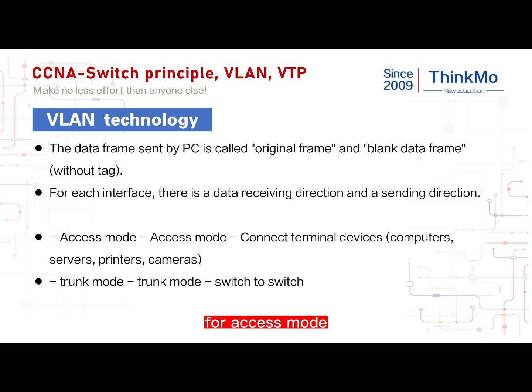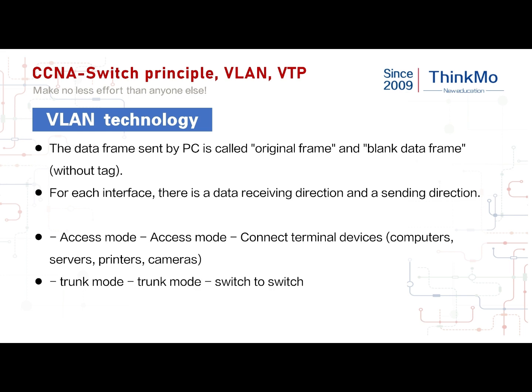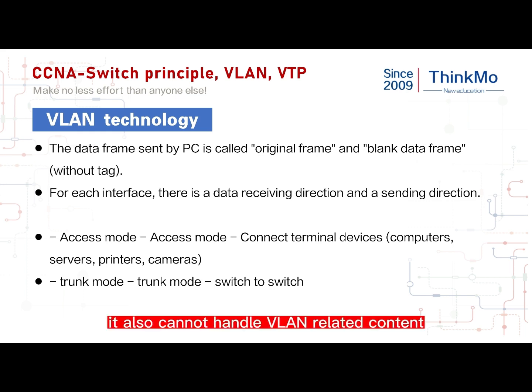For access mode, we'll connect end devices, such as computers, servers, printers, cameras, etc., including routers in the future. In fact, we use access mode the most, because the router is a layer 3 port by default. It also cannot handle VLAN-related content.